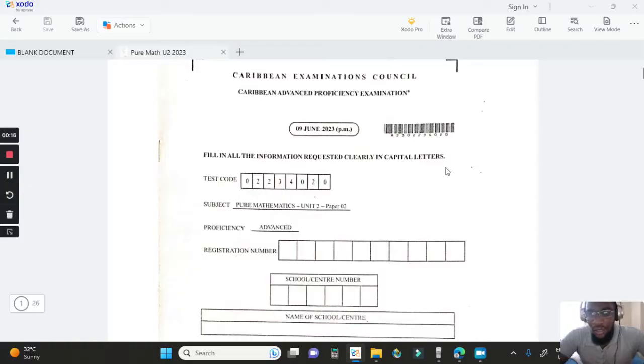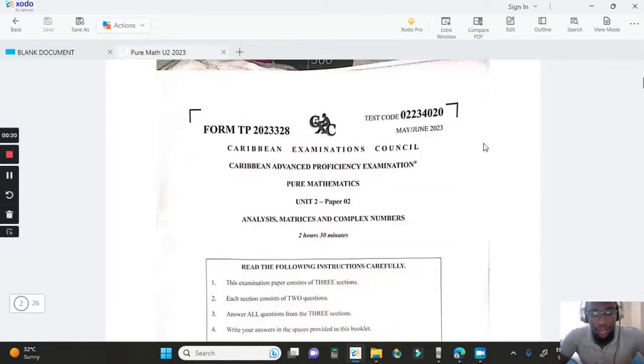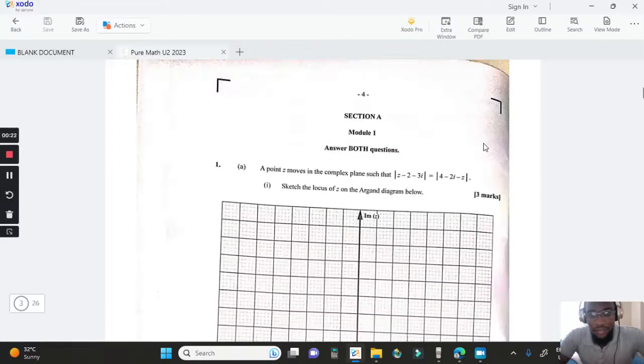Alright, so summer is over and it's now back to work. So we're going through the Paper 2 part. So question 1. Of course, Module 1 is complex numbers, differentiation, and integration.